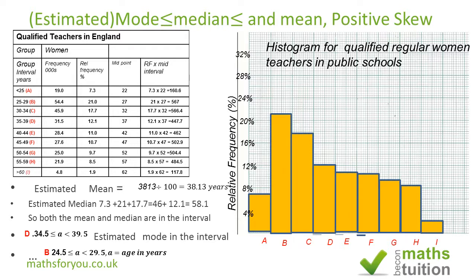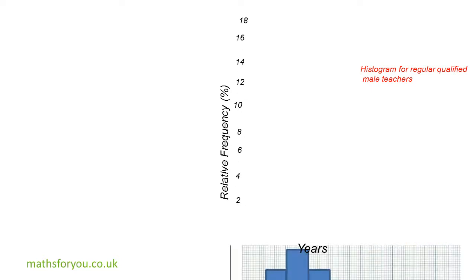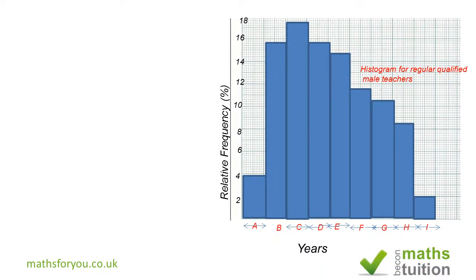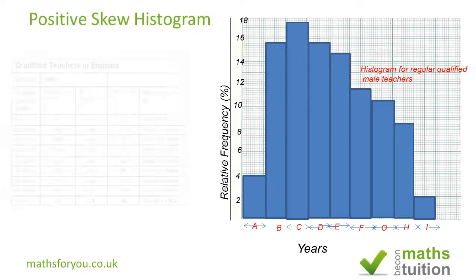Next slide. Right, now for the male teaching population. Again, we're going to do a similar thing as we did for the female teaching population: relative frequency in percentage terms, and also the histogram for that. Again, as before, we've got our class intervals A, B, C, D, E, F, G, H, and I. Again, this is possibly skewed. So we want to see if we can estimate the mean, as we did for the women, and estimate the median and the mode as well.